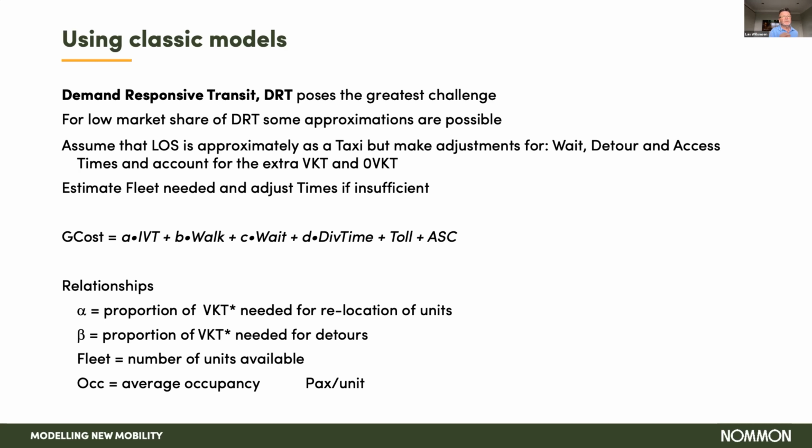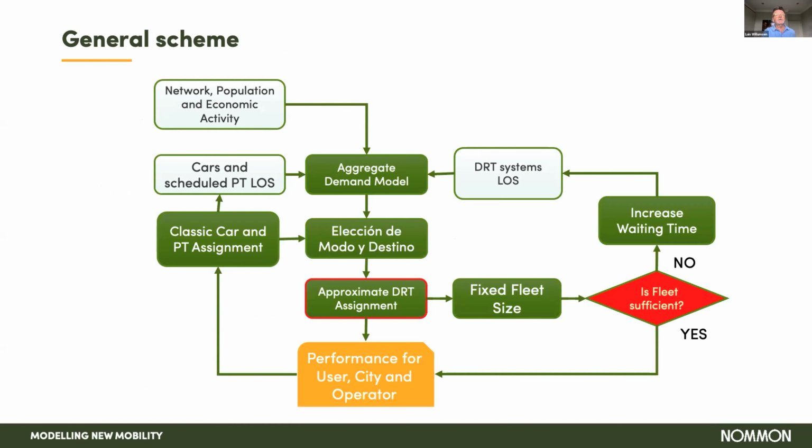And the same for, again, the minimum route and how much you should add in order to account for detours or deviations from the trip. And then a calculation about the fleet, how big the fleet needs to be to deliver a particular level of service. And this is also based on the occupancy, passengers per unit, that you can achieve. So we have a general scheme like this.